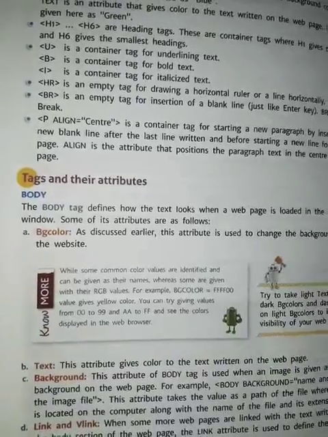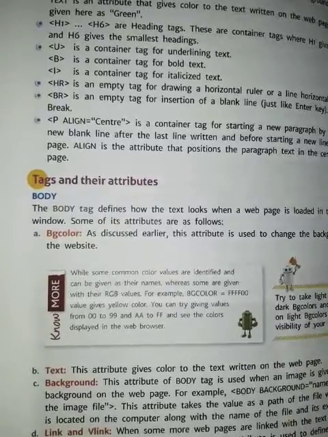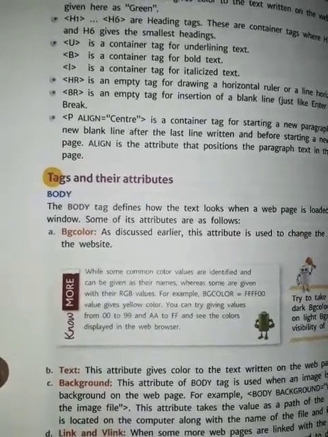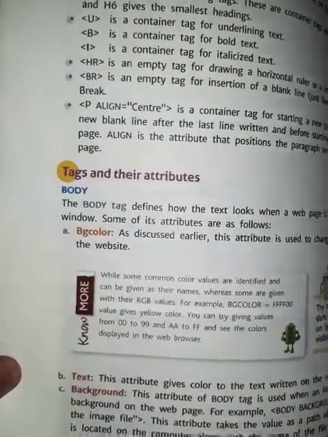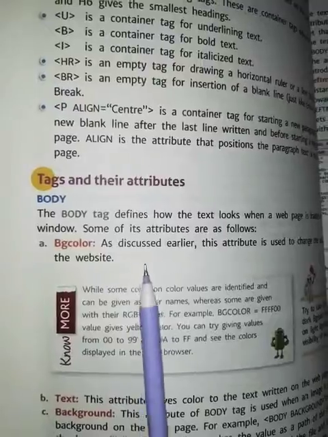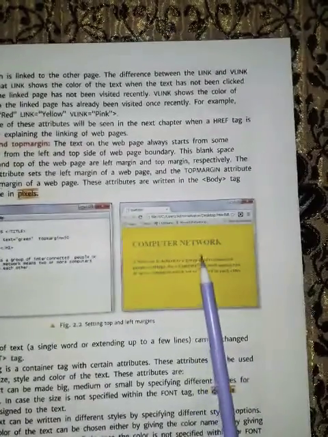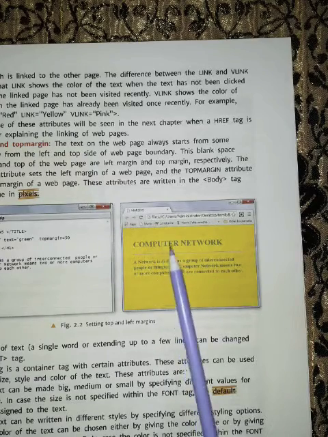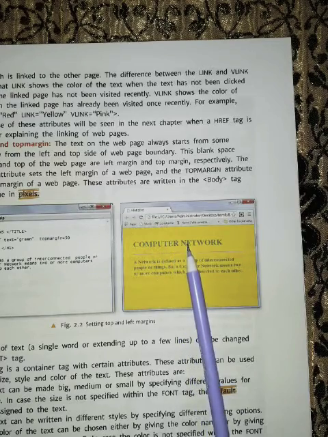One by one, students, now understand some tags and their attributes here. The body tag, as I told you, defines how the text will look on your web page when the page is loaded in the web browser window. And some attributes like BG color, as I told you, if you want to give the background color, we can use the BG color here. And text, if you want to give the text color, like here you can see it is written in green color, we can give the text a green color. And if you want blue, then we can give the text blue color here.